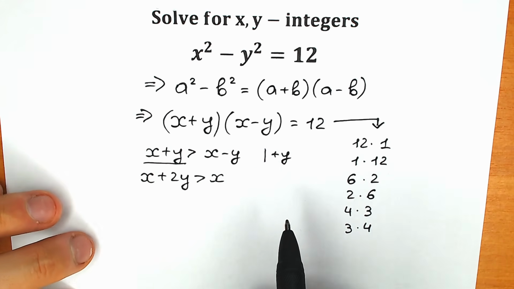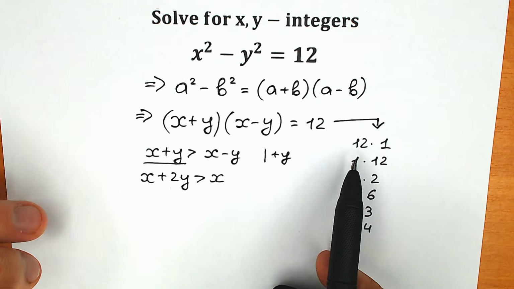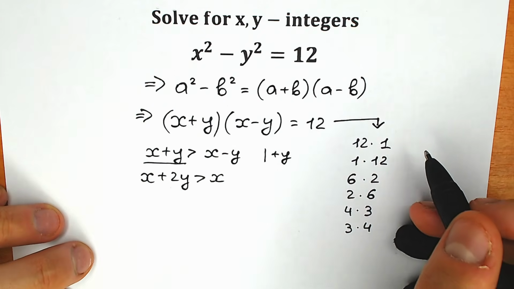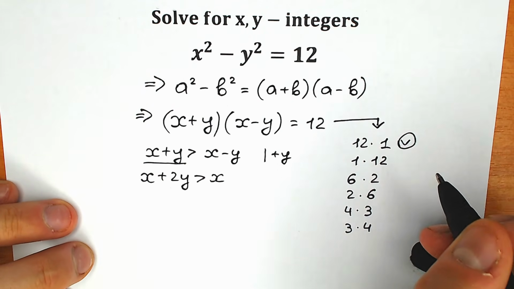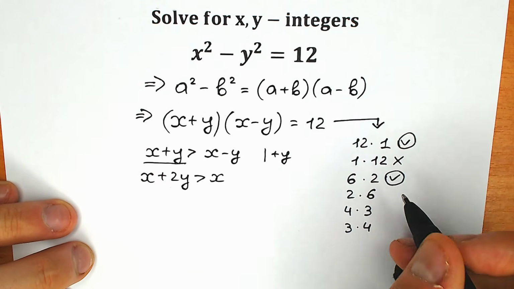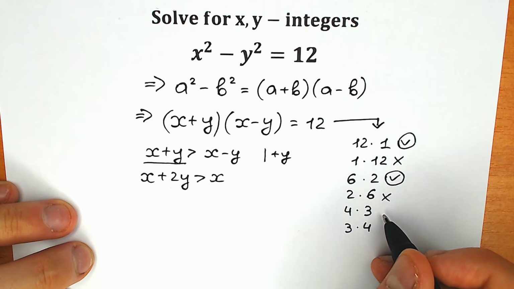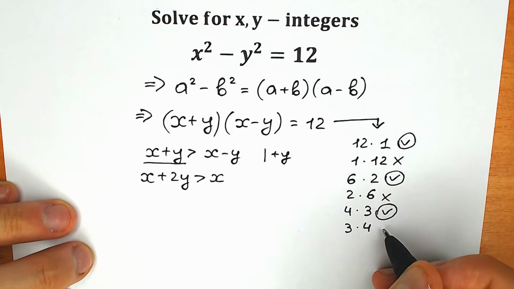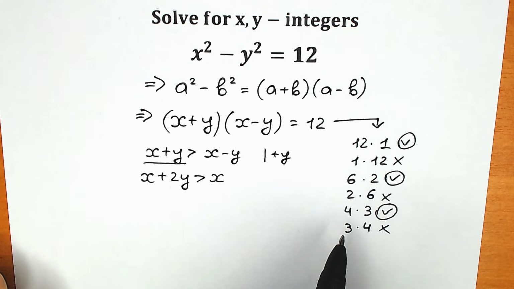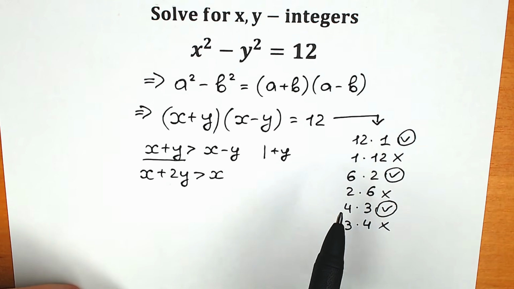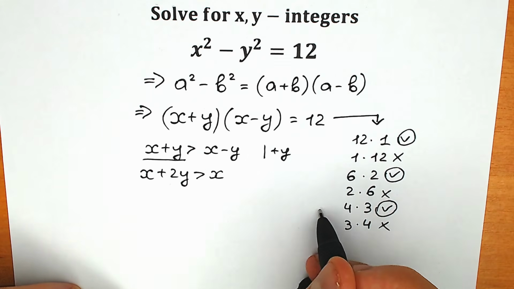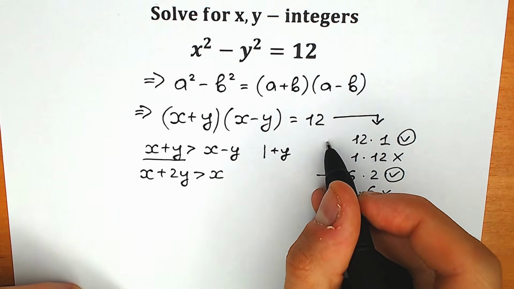And that's why we really need only the combinations where the left side is greater than the right one, okay? We don't need this one because 1 is less than 12. We need this one. We don't need 2 times 6. We need this one. We don't need 3 times 4. So I really hope you understand. It's an extremely important moment, because otherwise you're going to solve 3 more systems of equations and spend more time on this. And of course, if you know it, you can easily check only these three combinations.